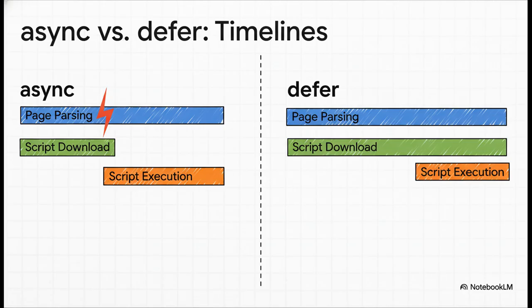The async attribute downloads the script in the background, but executes it the moment it's ready, which could still interrupt things. Defer also downloads in the background, but it waits until the entire page is parsed before it runs. This makes defer a safer and more predictable choice for most scripts that need to interact with your page content.